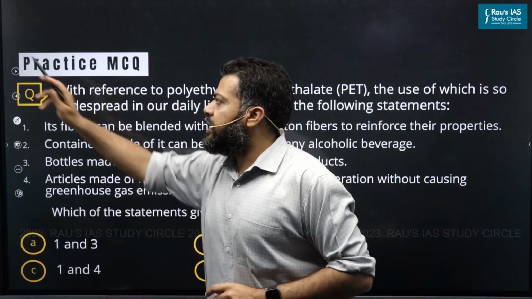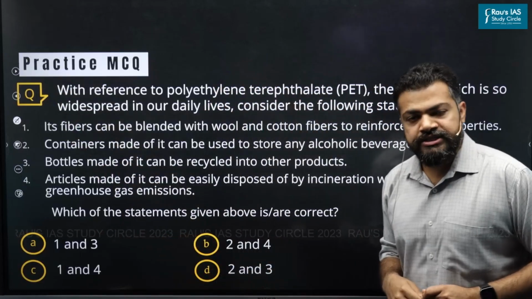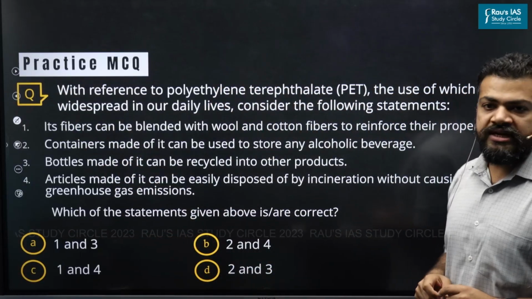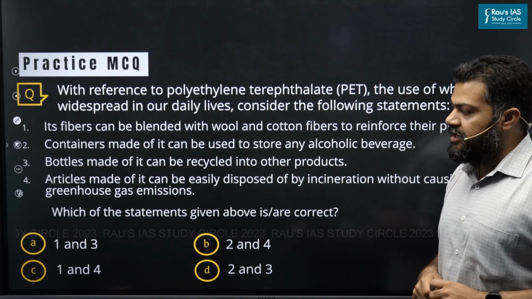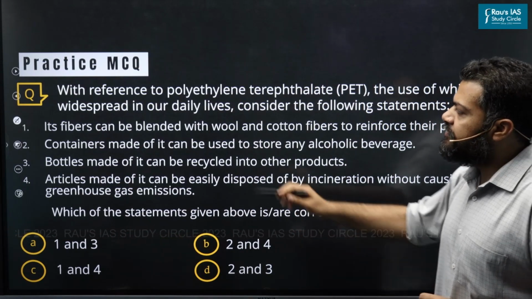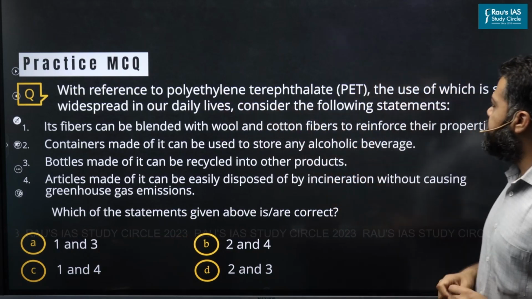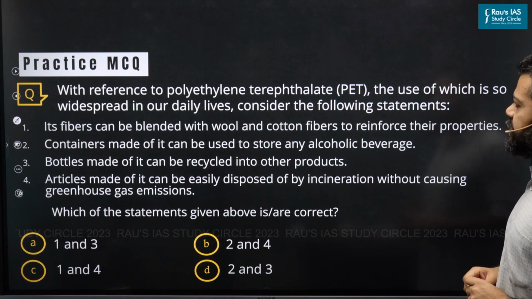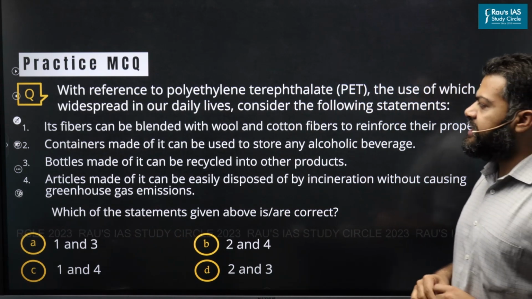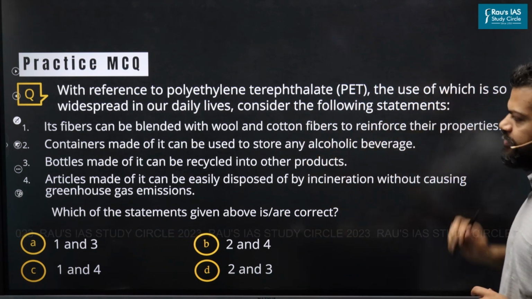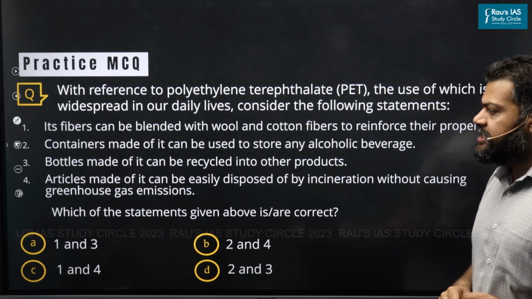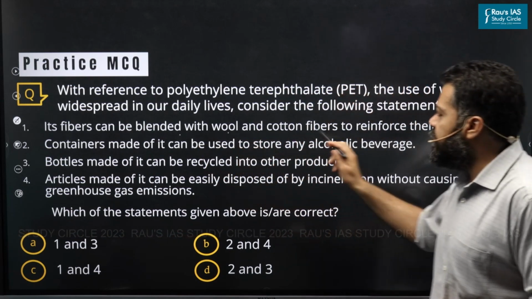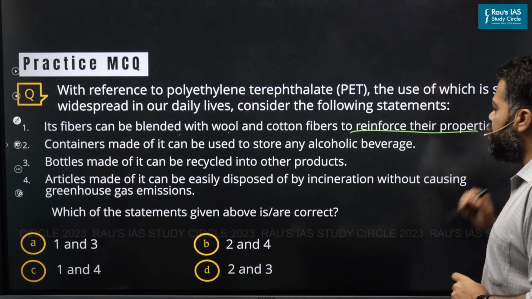Now, let us look at one of the previous year questions that have been asked related to one of these topics that we have just now discussed. Let's see if you guys are able to answer. With reference to polyethylene terephthalate, the use of which is so widespread in our daily lives, consider the following statements. Point number 1, it says its fibers can be blended with wool and cotton fibers to reinforce their properties.